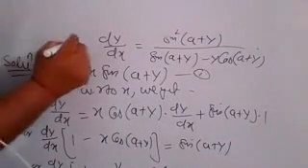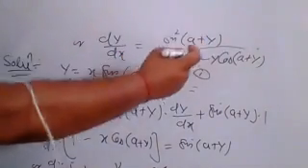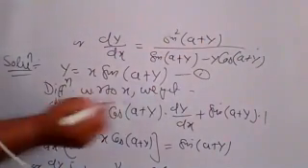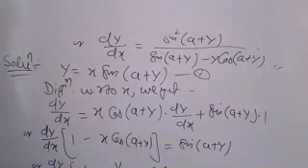So after that step, you write dy by dx is equal to sine square a plus y upon this one, and you are getting your result. I think all of you are comfortable with that, the differentiation of implicit functions. So here you have similar types of questions.